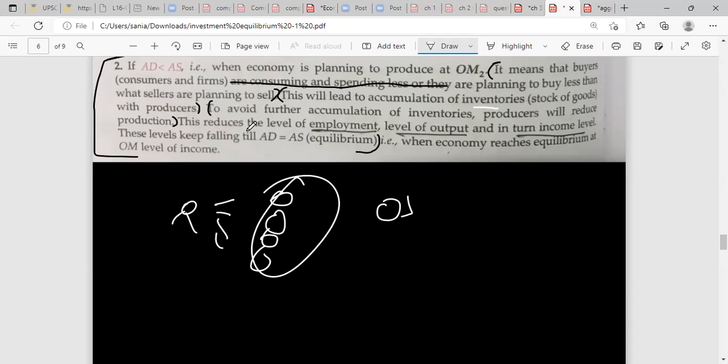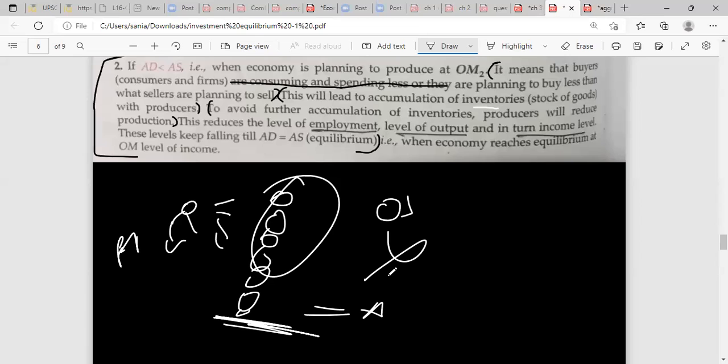So with the producer, now see, I am producing. Nobody is demanding. So what will I do? I will stop my production because nobody is demanding. I will stop my production till my entire products are sold out, till this becomes equal to this. So to avoid further accumulation of inventory, the producer will reduce production.